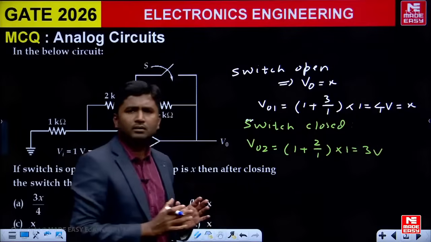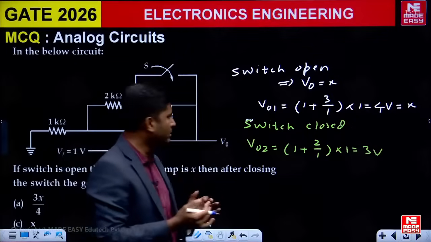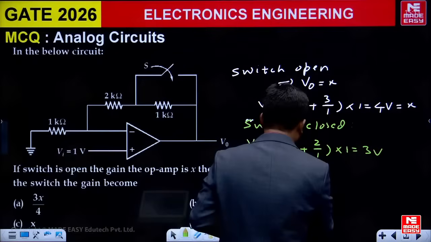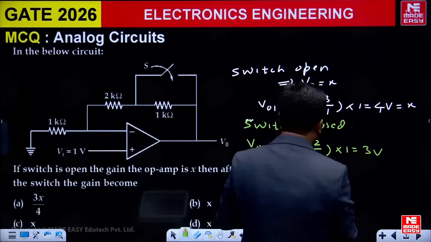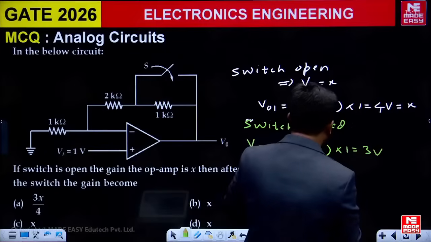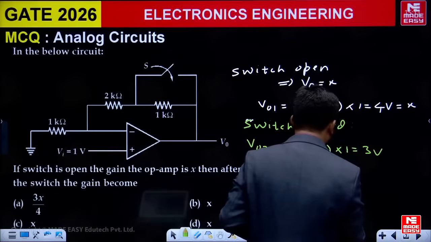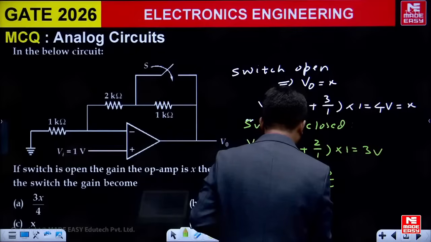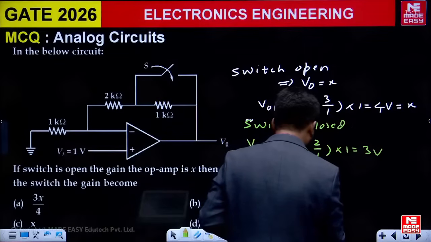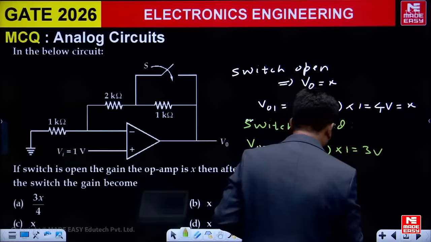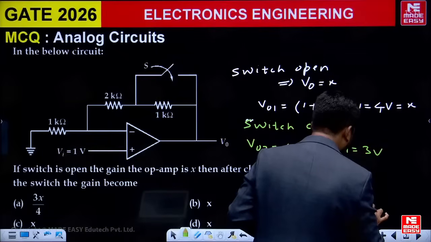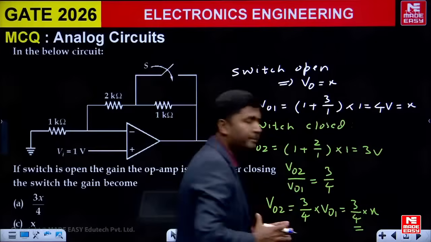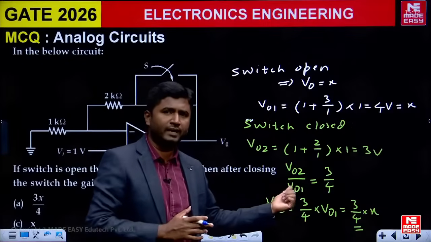Now we have to find V02 in terms of X. If we write the ratio V02 upon V01, it will be 3 by 4, right? 3 divided by 4, or we can say V02 equals 3 by 4 into V01. That V01 we can put as X volt. So this will become 3 by 4 into X. So in this question, the answer will be 3/4 of X.